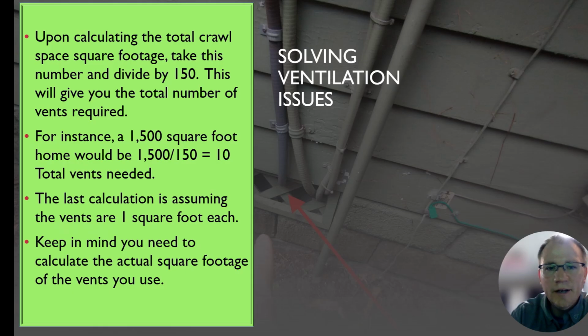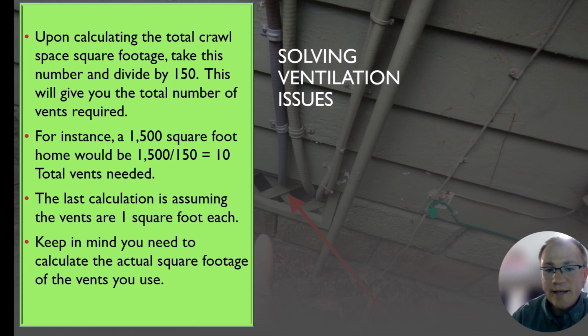I want to talk a little bit more about calculating the vents needed for a crawl space. So upon calculating the total square footage of a crawl space, you're going to take that number and divide it by 150. This is going to give you the total number of vents required. For instance, a 1,500 square foot crawl space would be 1,500 divided by 150. That would equal 10 total vents needed.